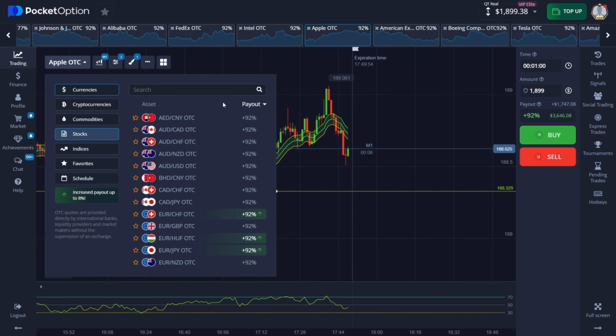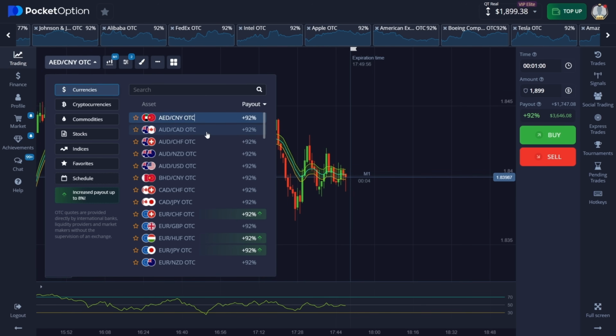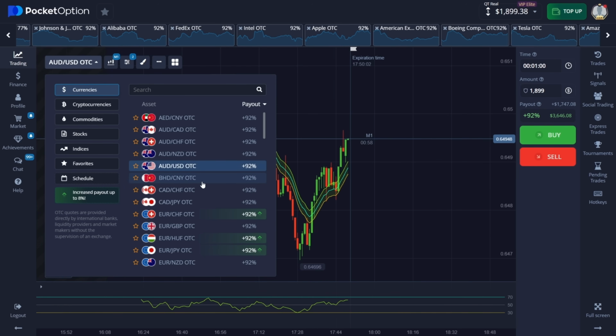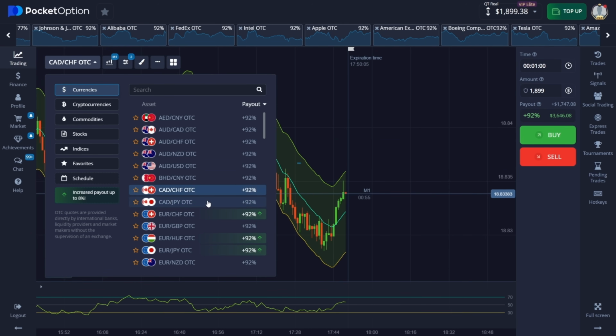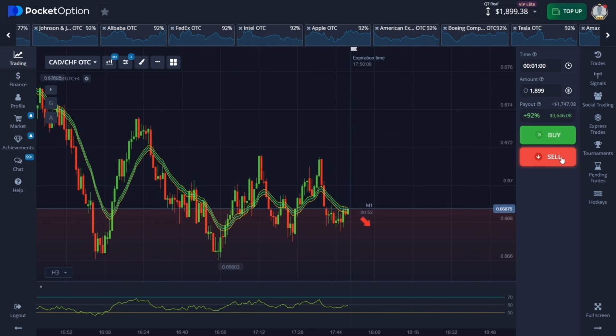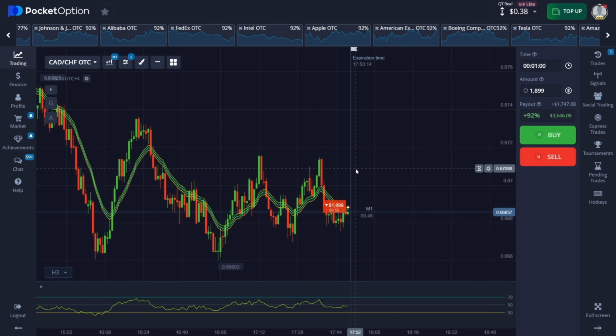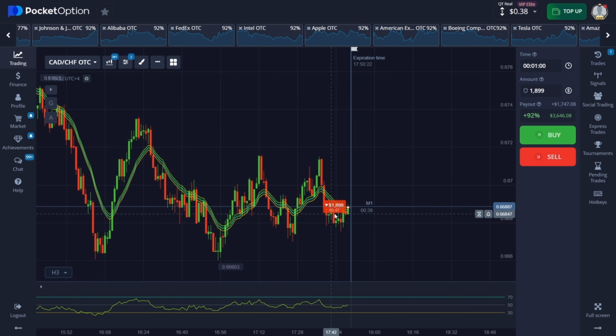Now let's look for a trade on currency pairs again. We have a trade on CAD CHF for a downside move, so I placed a trade for the downside move on CAD CHF OTC. As you can see, there was a downtrend and the RSI line touched the 50 level. We can also see a divergence on the RSI at the 50 level, which is why I took this trade for the downside move.